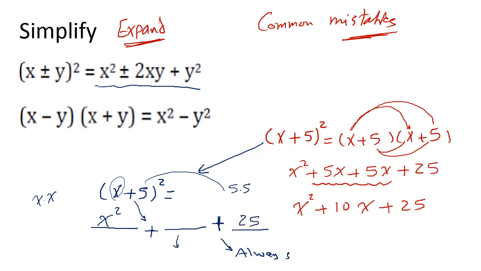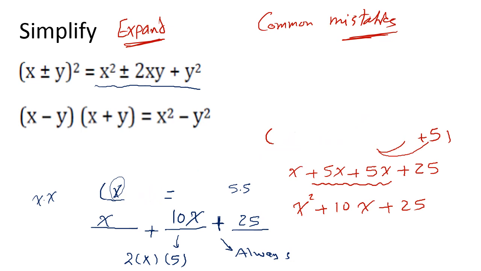And then the middle term is 2 multiplied by the first term, which is x, and the second term, which is 5. And 2 multiplied by x multiplied by 5 is 10x. This is how you can expand the bracket to the power of 2. But for the second case, it's totally different.